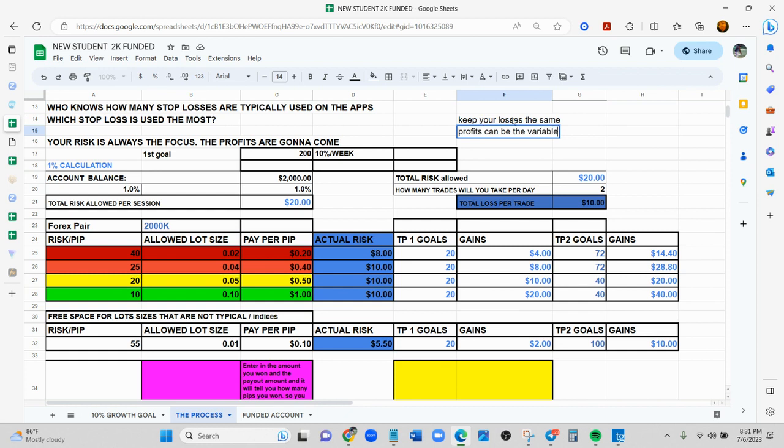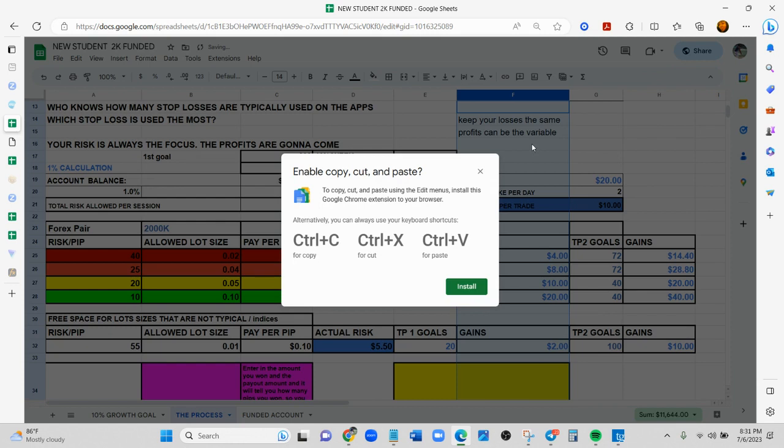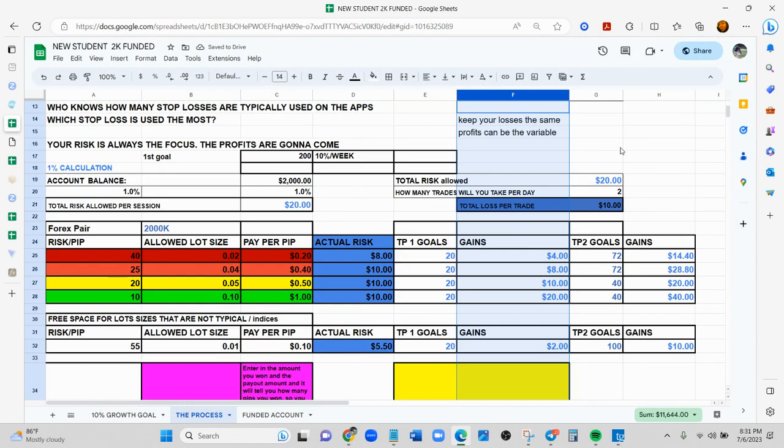All right. What do I mean by that? When you're looking at your journals, because you're going to journal every single trade you take, right? So when you're journaling, you'll get to see that there are going to be some days where you have really large profits, and then there's going to be some days you have some small profits.